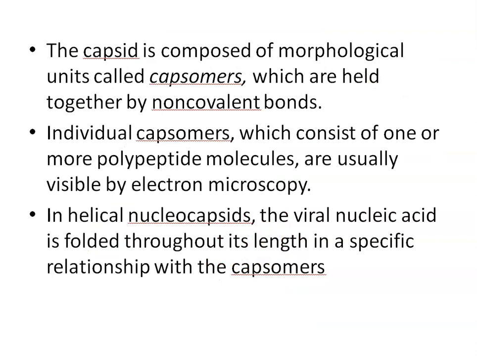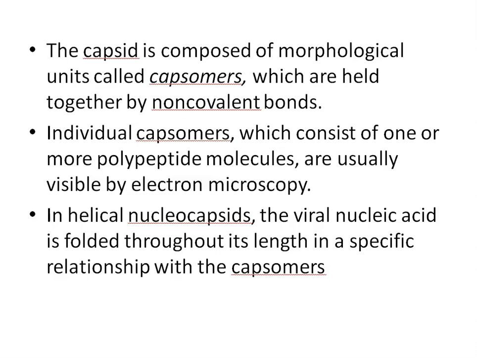The capsid is composed of morphological units called capsomers. The capsid, which is made up of protein, is again made up of morphological units. Those units are known as capsomeres, and they are held together by non-covalent bonds. Individual capsomeres, which consist of one or more polypeptide molecules, are visible by electron microscope only.